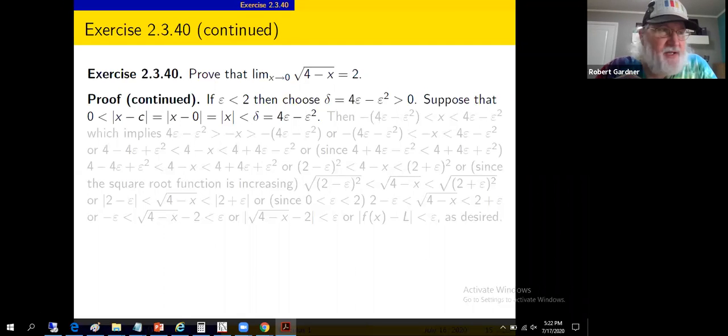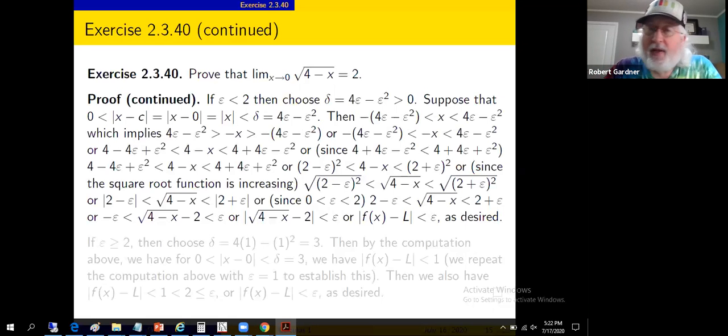We're doing the same computations we just did on the previous slide, but backwards. Okay, so they ought to work. There's still a little trick to it. Okay, so let's see, x minus c, absolute value of c is 0, so that reduces down to the absolute value of x. And what we're dealing with is the absolute value of x is less than 4 epsilon minus epsilon squared. How do you get rid of the absolute value? Drop the absolute value, keep the 4 epsilon minus epsilon squared on the upper bound, and take its negative as the lower bound. So negative 4 epsilon minus epsilon squared is the lower bound.